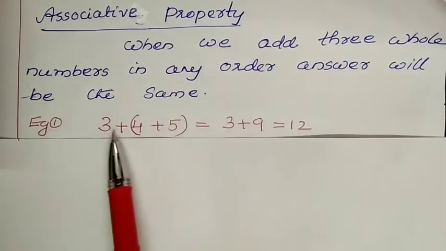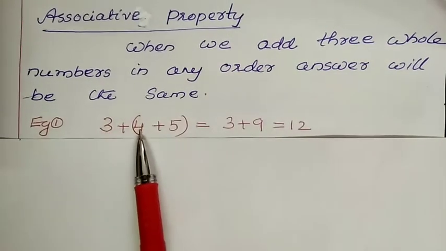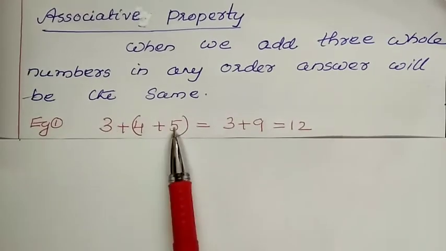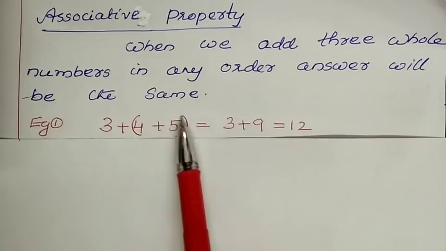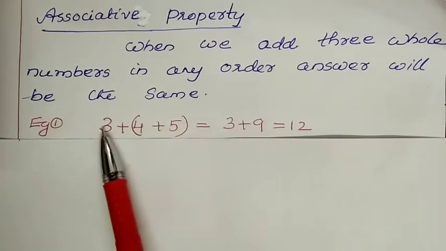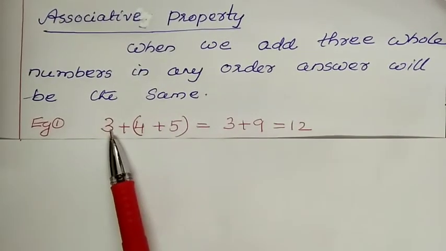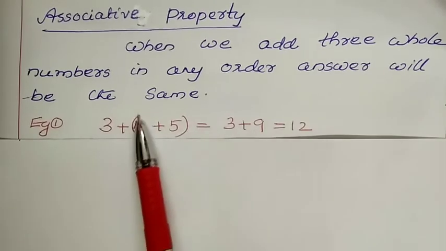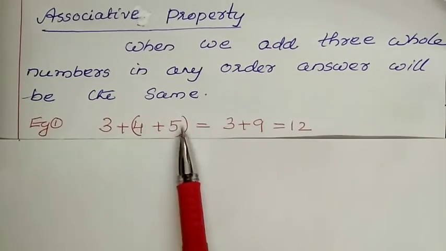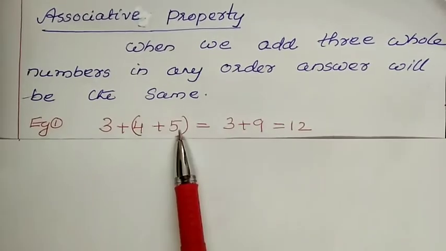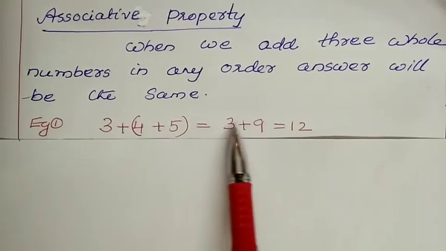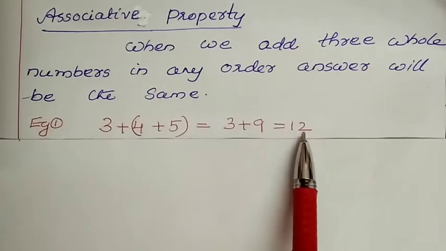One example, 3 plus 4 plus 5. Here are three whole numbers. First you add the last two numbers and then add this sum to 3. Listen, what is your answer? First you add 4 plus 5, which is 9. So 3 plus 9 is 12.